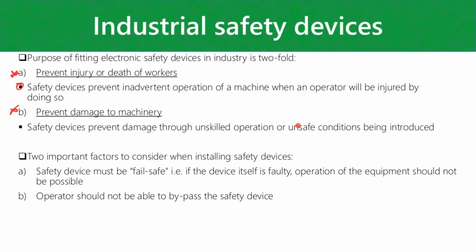All right, so there are two factors that we need to consider when we install safety devices. First, it must be fail-safe. What that means is that if the safety device itself is faulty, then operation of your equipment shouldn't be possible at all. And the operator should also not be able to bypass the safety device.